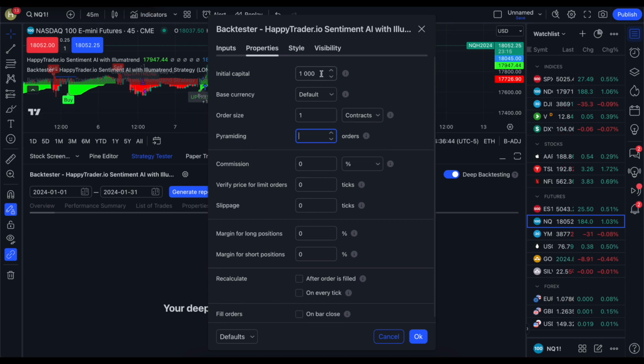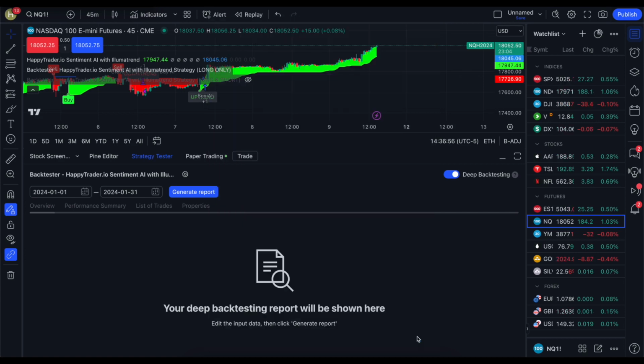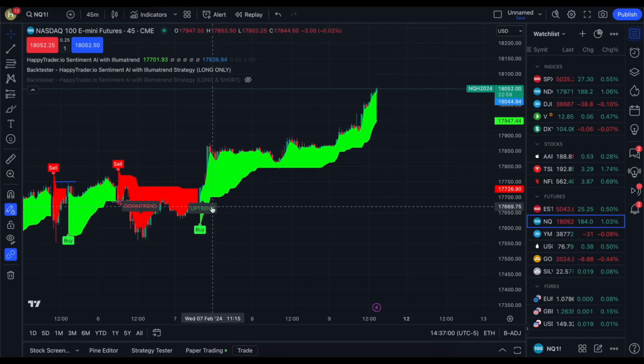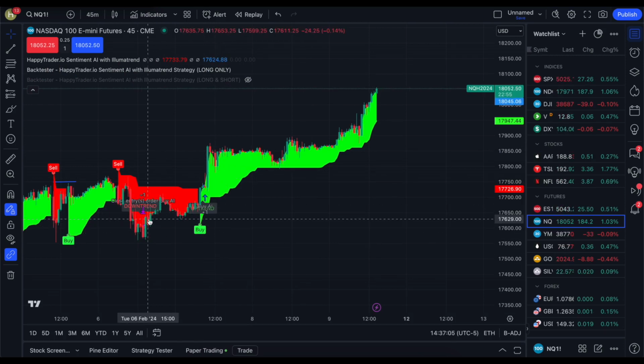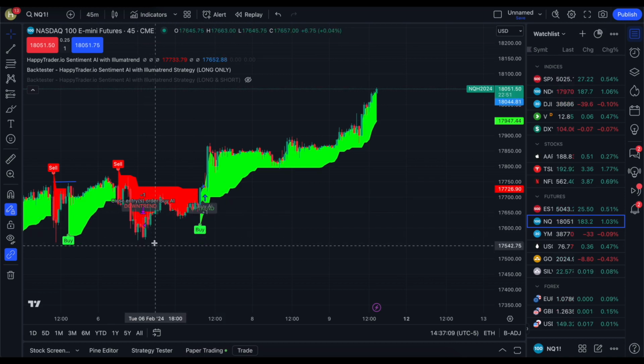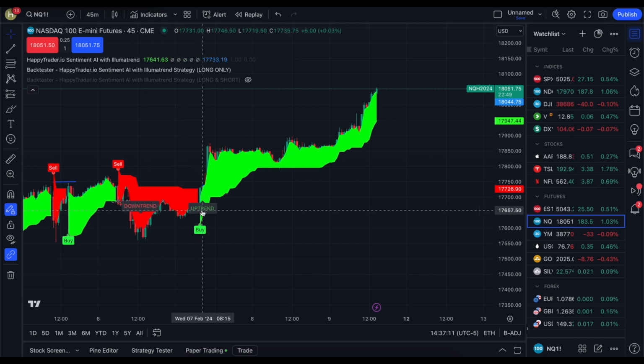So one contract, $1,000 of initial capital, and we're not going to do any pyramiding. Again, you could see in the last test why the commission was semi irrelevant. We're going to hit OK because we have everything locked in. We have our long only. We want to verify that we have our +1 contract, and all we're doing is closing the contract on our overlay. We're not shorting the market on the downtrend. We're using it as a stop, okay?